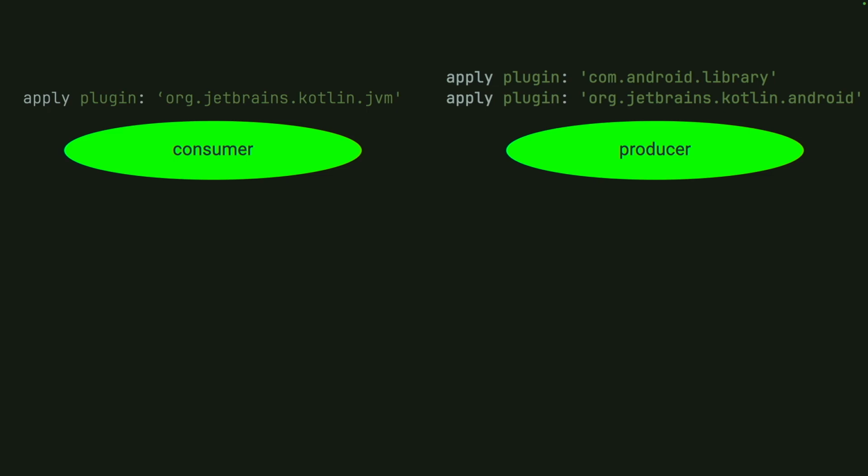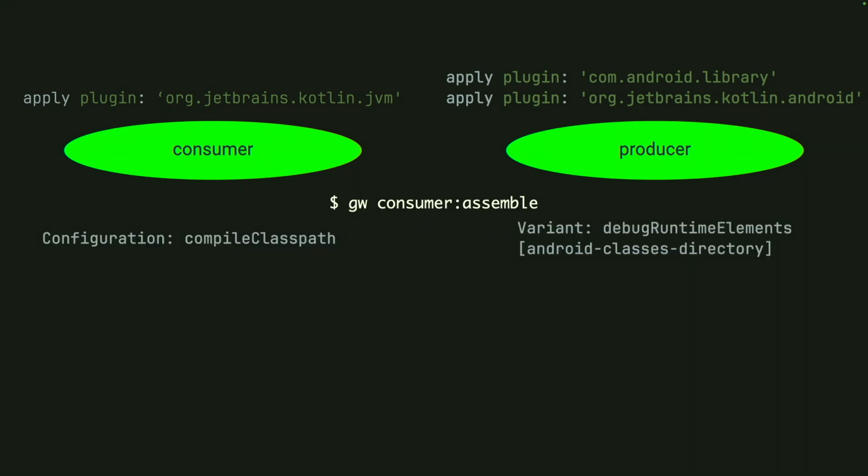Let's say we swap. Instead of having the consumer be the Android module, we have the consumer be a JVM module, and we have the producer be an Android module. That's weird. Why would a jar depend on an AAR? Oh, there are reasons, not common reasons, but there are. And so now, from the consumer perspective, I'm not running assemble debug anymore because we're not an Android module, we're a JVM module. I'm running assemble.